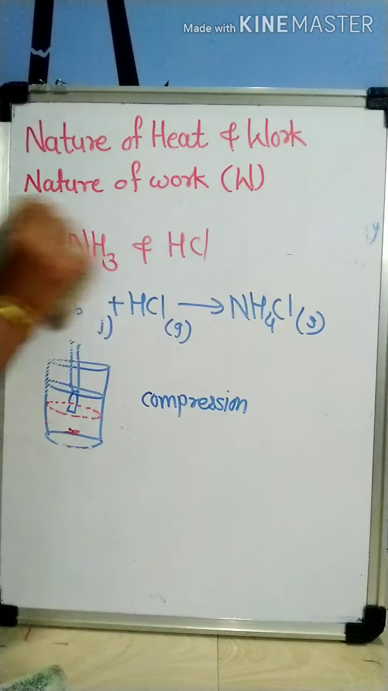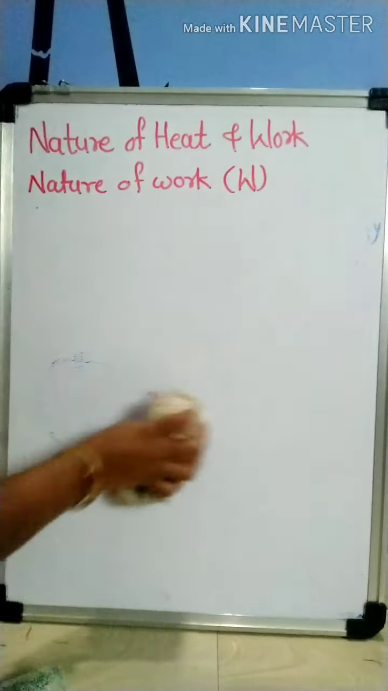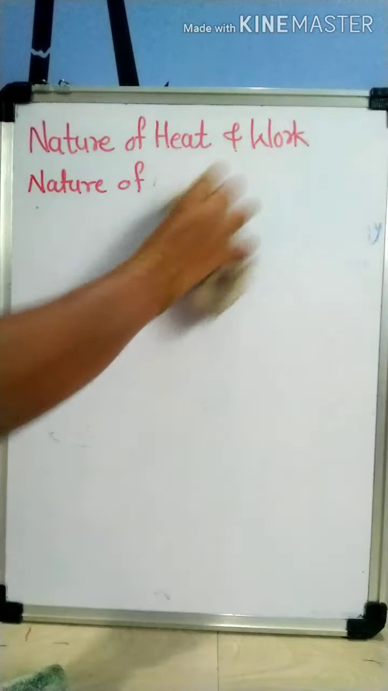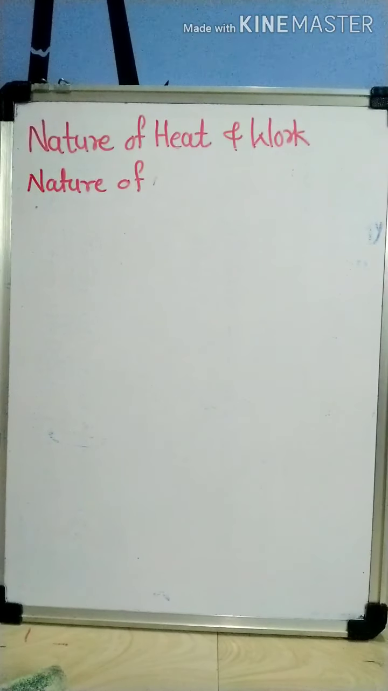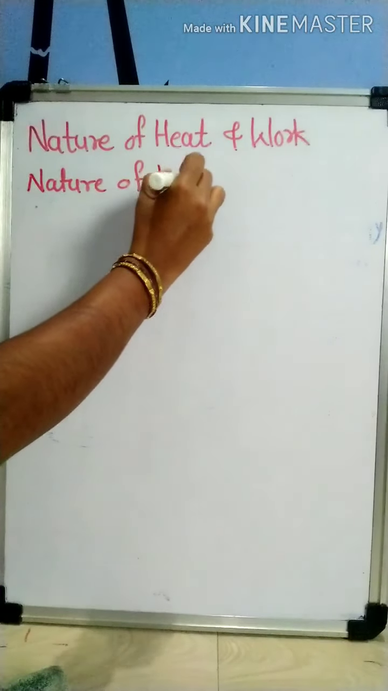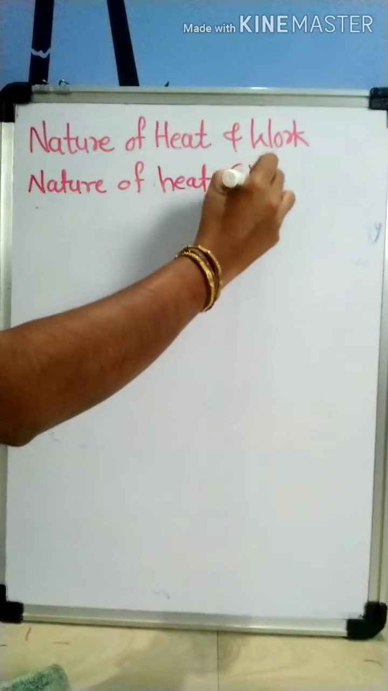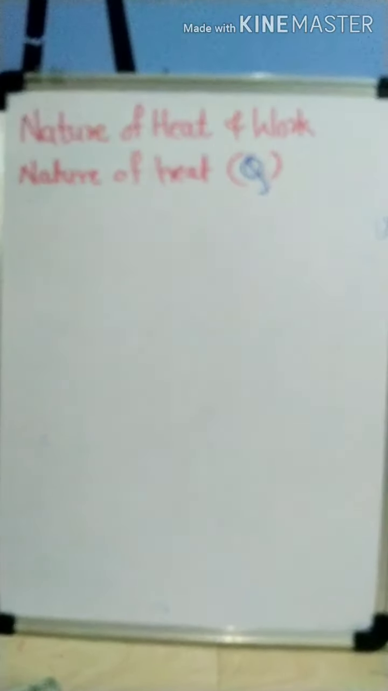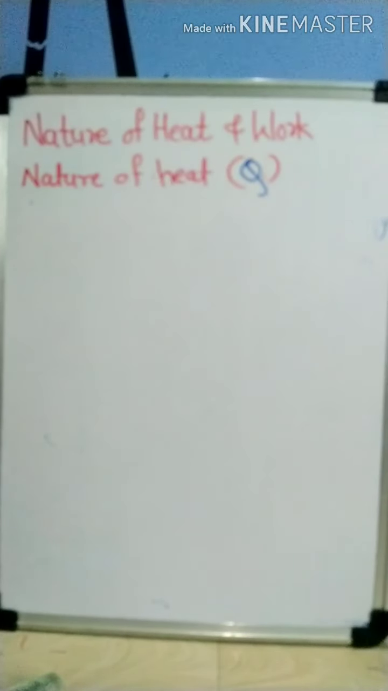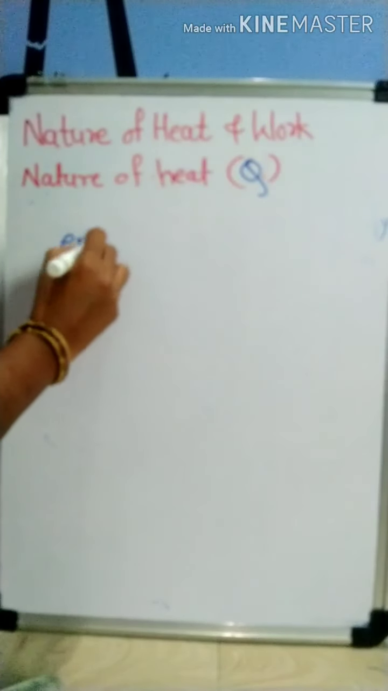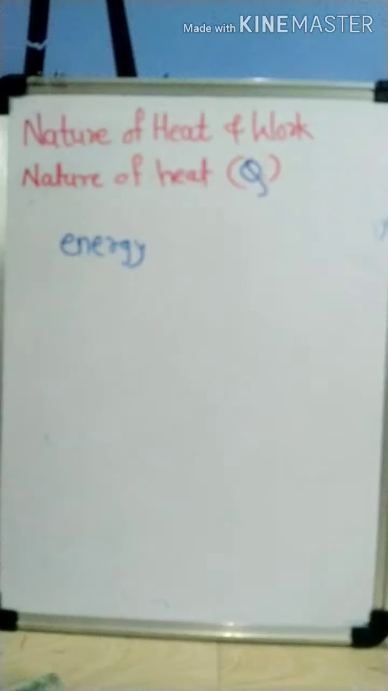Next is the nature of heat. The symbol of heat is Q. Here heat is a form of energy. Heat is the form of energy by which the system exchanges with its surrounding.